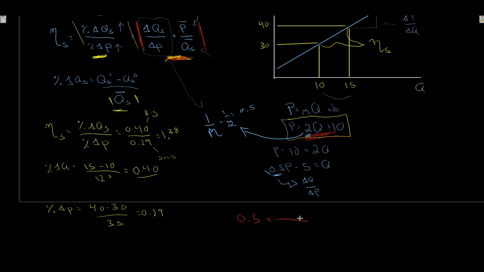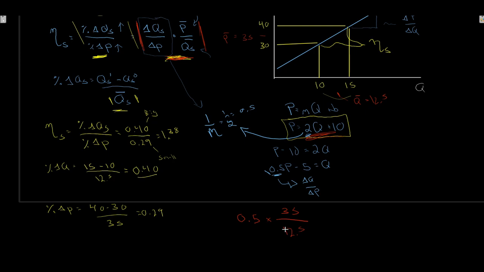We then need to multiply it by the average price. We worked that out: the average between 40 and 30 was 35. That's just the average, P bar equals 35. And then we worked out the average between 10 and 15, Q bar, to be 12.5.